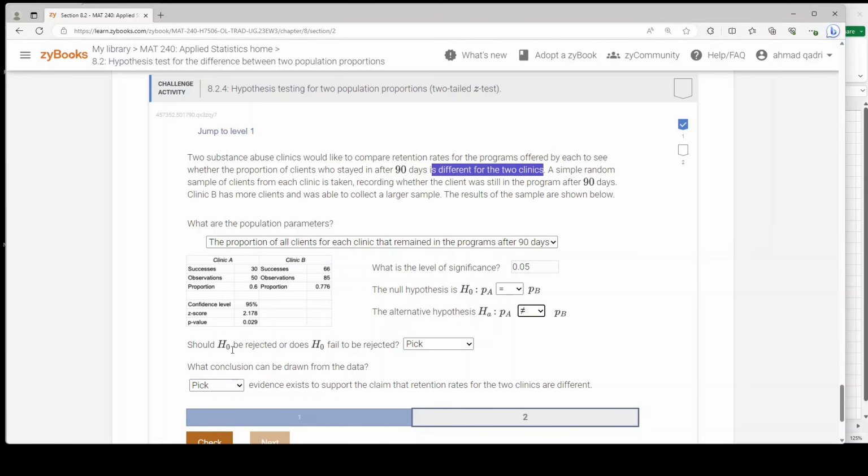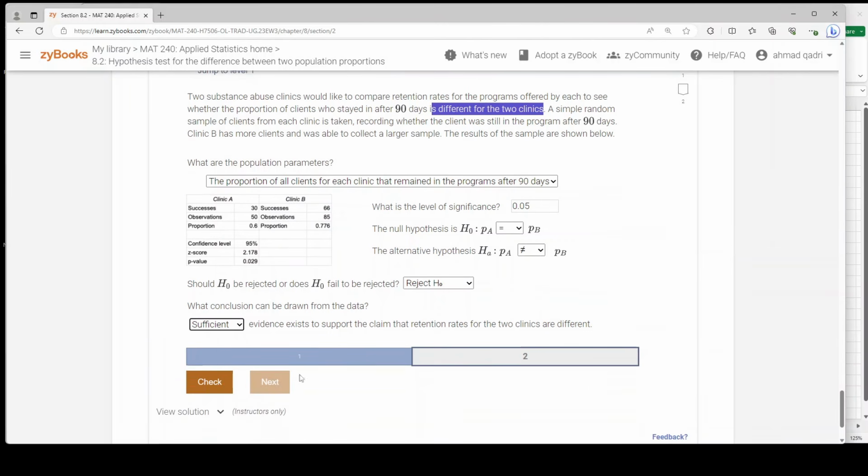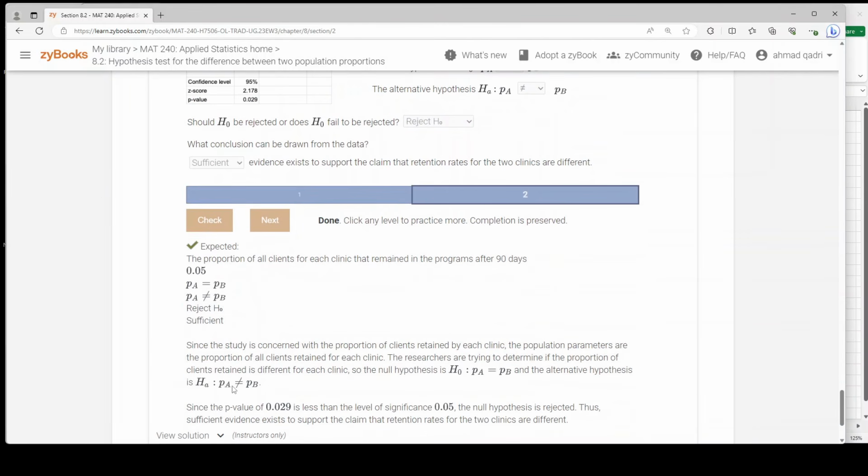Now, should the null hypothesis be rejected? Well, we have the p-value as 0.029. That's less than the level of significance. So we will reject the null hypothesis. And there is sufficient evidence to support the claim that retention rates for the two clinics are different, right? And so those are the correct answers.